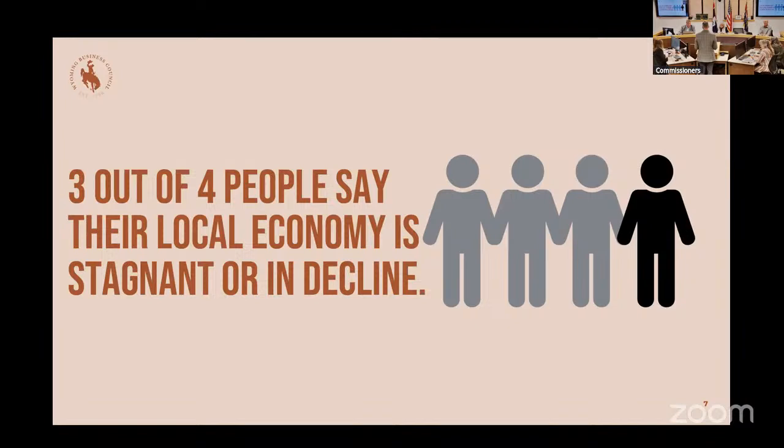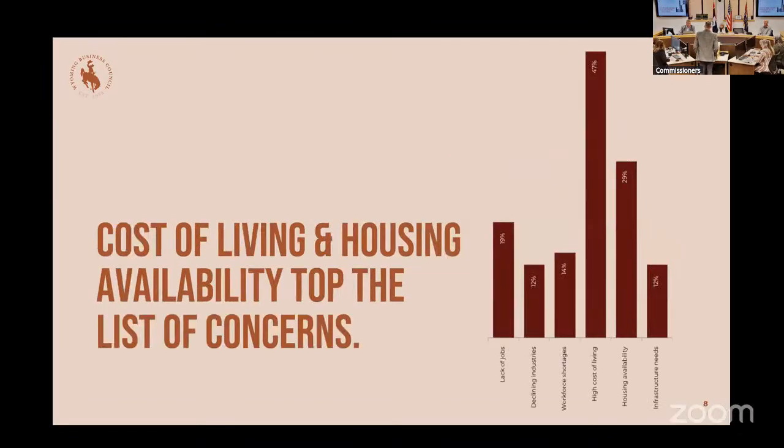So again, this is backed up by data. It's backed up by sentiment. I think there's a real cause for us to do something about that and to make sure that we're preparing for the future. Jumping to the next slide, this data is not going to shock anyone. Cost of living and housing availability are at the top of the list of concerns of residents.